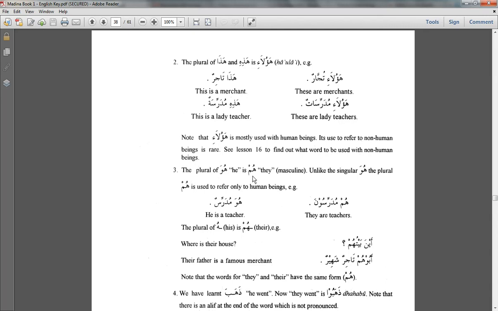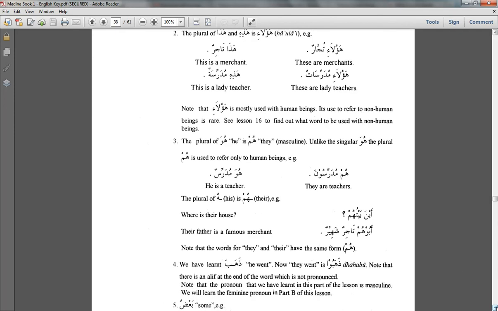The plural of huwa, he, is hum, they, masculine. Unlike the singular huwa, the plural hum is used to refer only to human beings. For example, huwa mudarrisun, hum mudarrisuna. He is a teacher and all of them are teachers. The plural of hu, his, is hum. So, kitabuhum, baytuhum. Where is their house? Aina baytuhum. Where is their house? Abuhum tajirun shahirun. Their father is a famous merchant. Note that the words for they and their have the same form, hum.